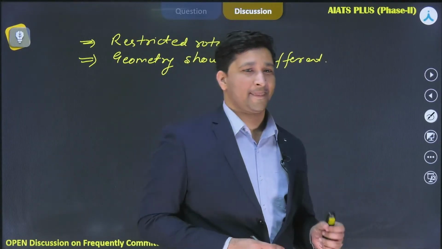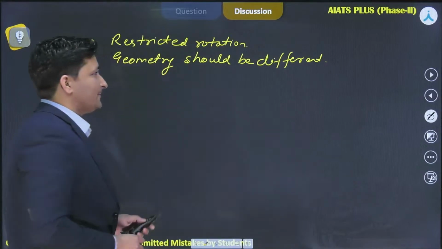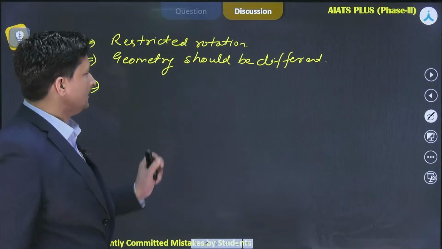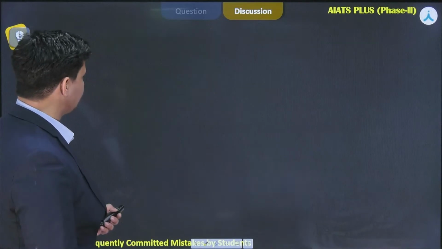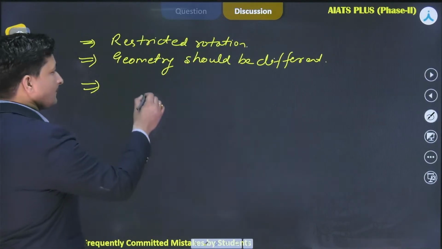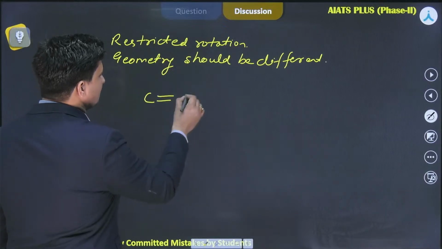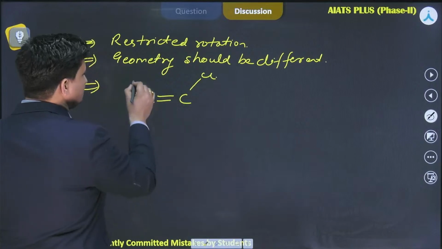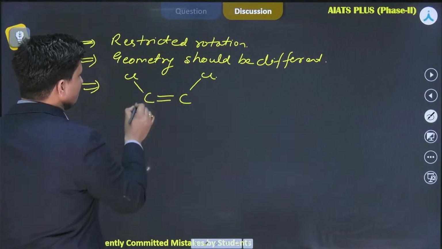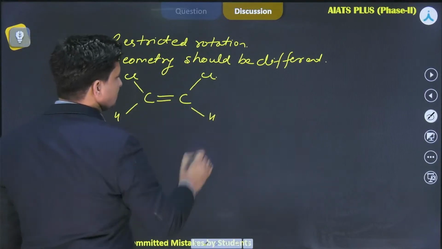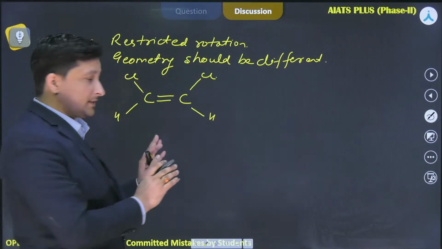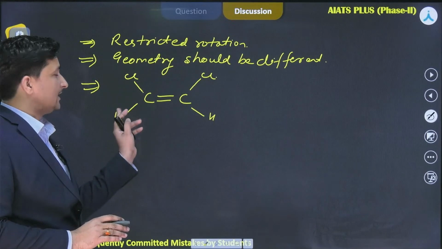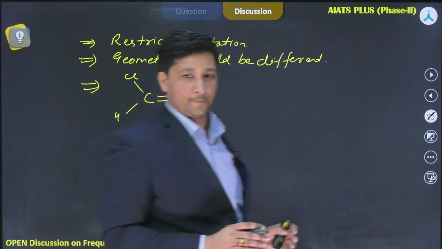Okay. So geometry should be different. And one more thing: suppose we have a compound C double bond C, with Cl, Cl, H and H. This will show geometrical isomerism, because the carbon which has Cl and H has completely different groups.